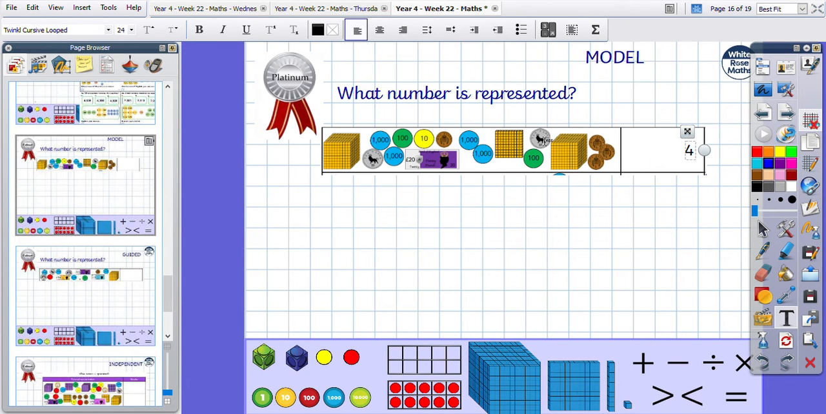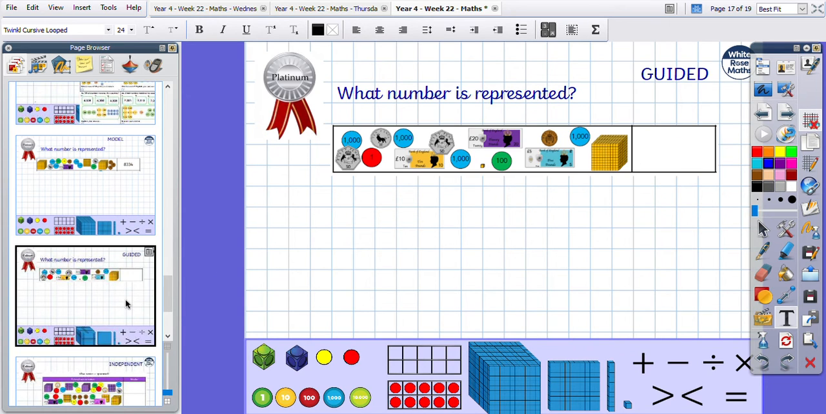How many tens have we got? 1, 2, 3. And how many hundreds have we got? We've got 1, 2 counters and a deans. So that's 3. Then how many thousands have we got? We've got 1, 2, 3, 4, 5, 6, and then we've got £20, which we know is 2,000 pennies. So 1, 2, 3, 4, 5, 6, 7, 8,000. So the number is 8,334.